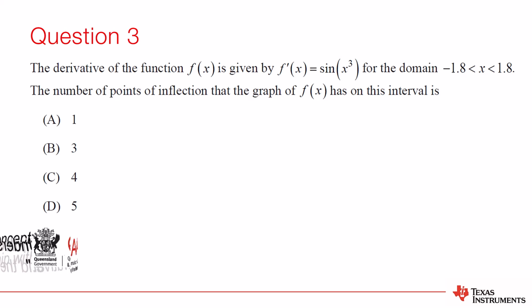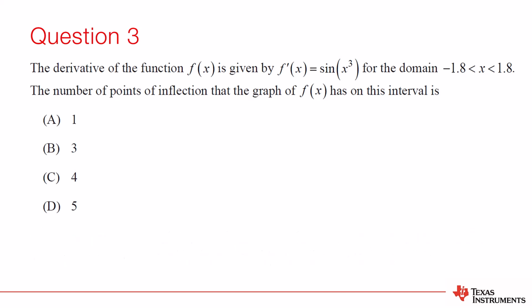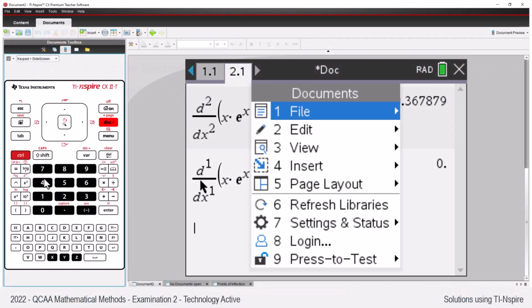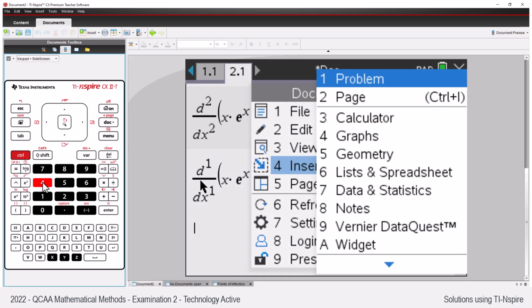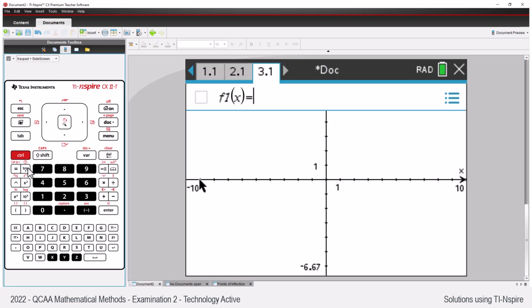The course tells us we need to understand the concepts of concavity and points of inflection and their relationship with the second derivative. We are looking for changes in concavity for our function. Insert a new problem, insert a graphs application, and graph the derivative given in the question, sine of x cubed.